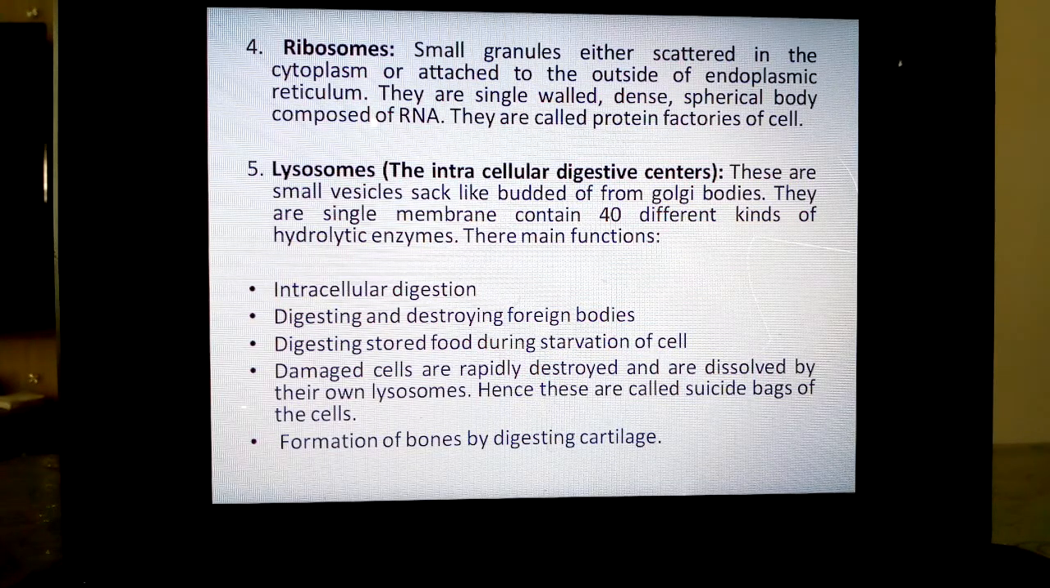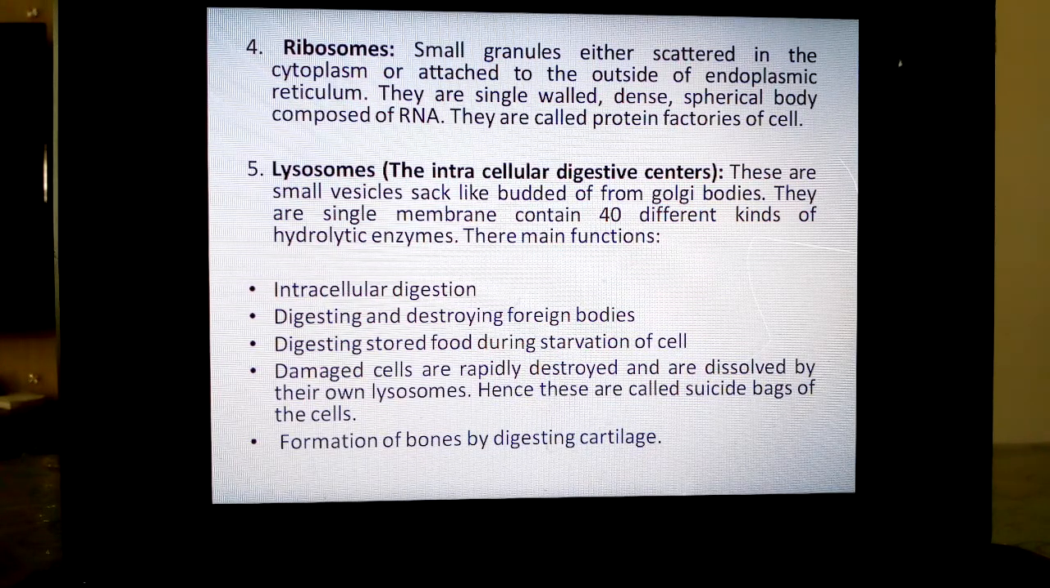Why are these called suicide bags of the cell? See, certain things like dangerous virus or bacteria or disease-causing germs enter into the cell. The cell is not able to destroy that particular thing. In such situations, instead of passing this infection to other cells, what will the cell do? It will destroy itself. It kills itself, and that work is done by the lysosome. So they are called suicide bags of the cell.